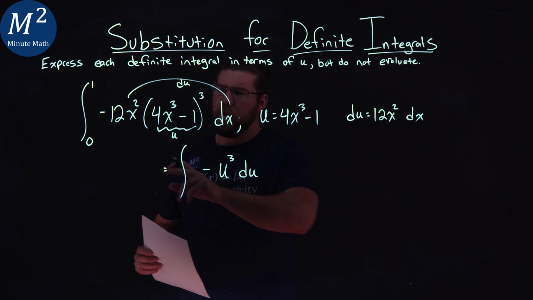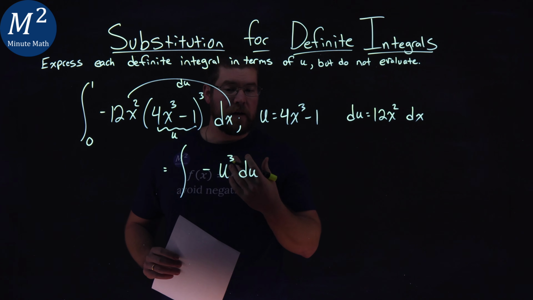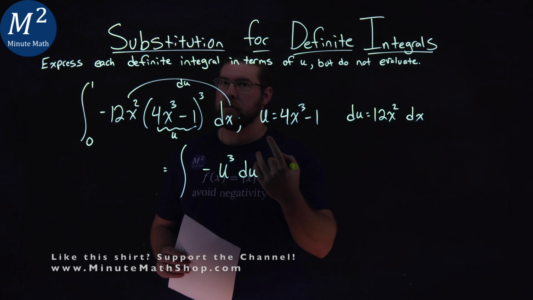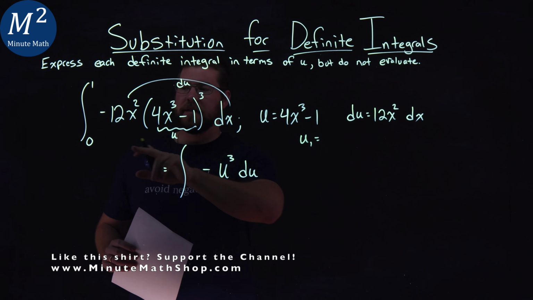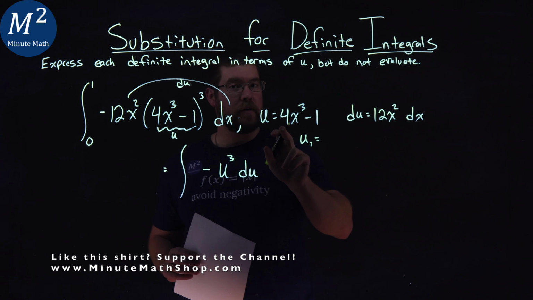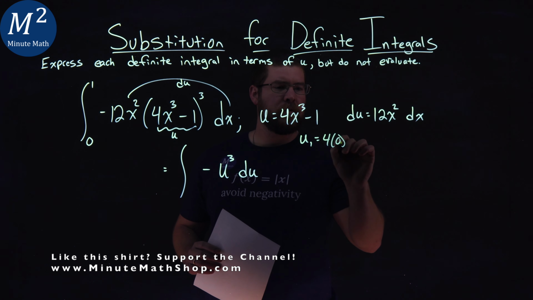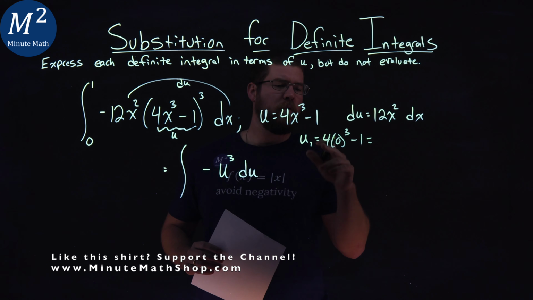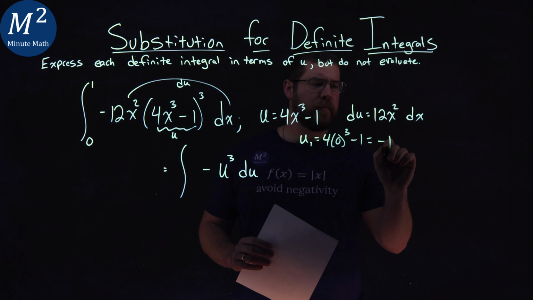Pretty easy. But what about these bounds from 0 to 1? Well, those are in terms of x. We are now writing the integral in terms of u. So what we want to do is plug in our x values into u to find what the equivalent u value is. So we have 4 times 0 to the third power minus 1. Well, 0 to the third power is 0, times 4 is 0, minus 1 is -1.